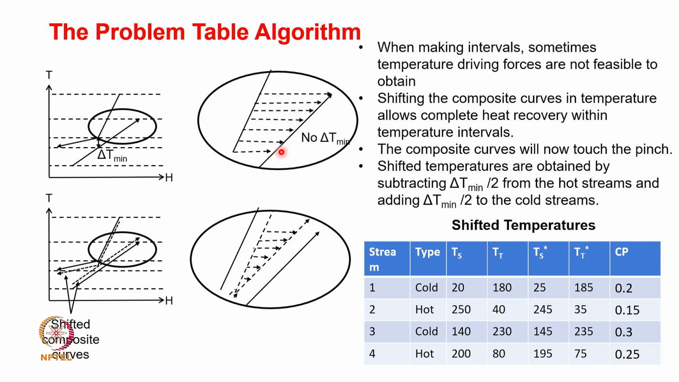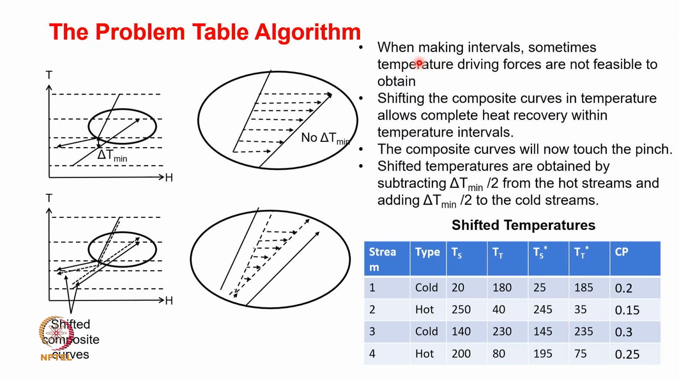So at a certain point, one problem arises. What is the problem? When we try to divide the composite curves into intervals, you can see over here the delta T min is coming here. So there is no way that you can draw a line horizontally to get the effect of the delta T min. At least you should get the delta T min, which is of course the pinch point for the further analysis.